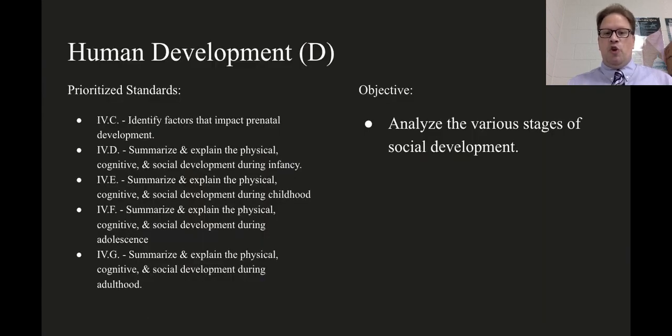All right, that concludes Human Development Section D lecture. Our prioritized standards again were 4C, D, E, F, and G. And objectively, now I can analyze the various stages of social development.